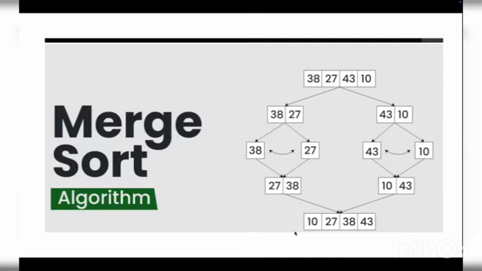Now with 38 and 27 we are merging those two groups in sorted order. Before it was in unsorted condition, and with the sorted condition we are merging it again. We have 27 and 38 grouped as a sorted group, and on this side we have 10 and 43. Now we have two groups again, 27, 38 as one group and 10 and 43 as the other. Now these two groups are merged again with sorting, and finally we get 10, 27, 38 and 43.